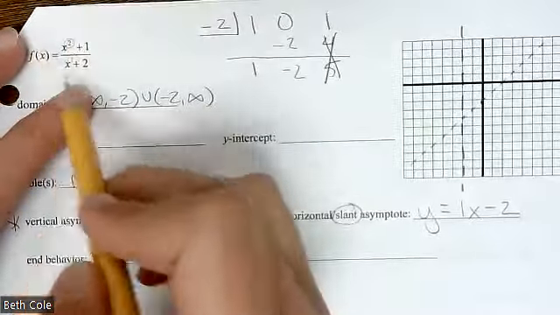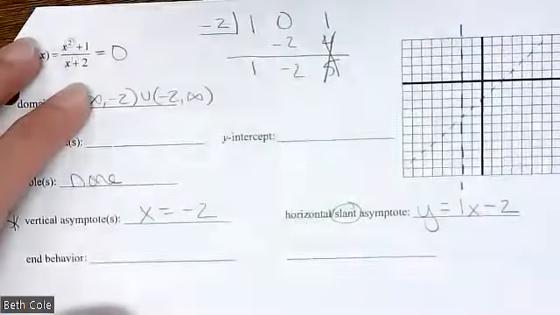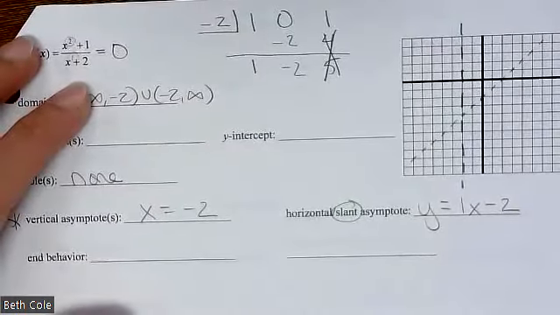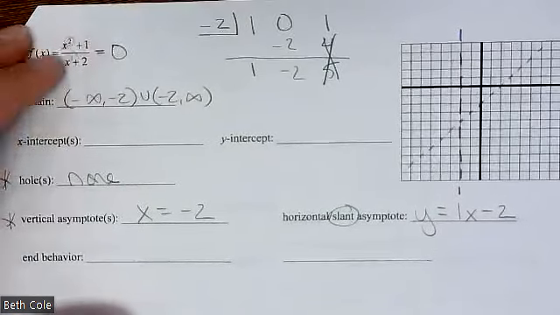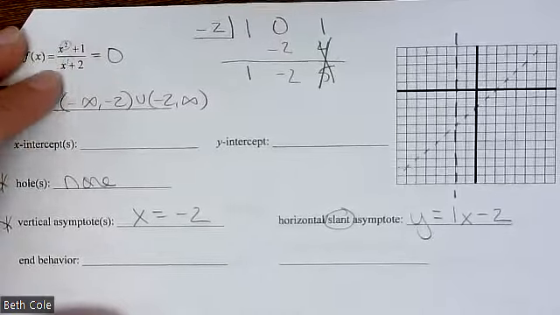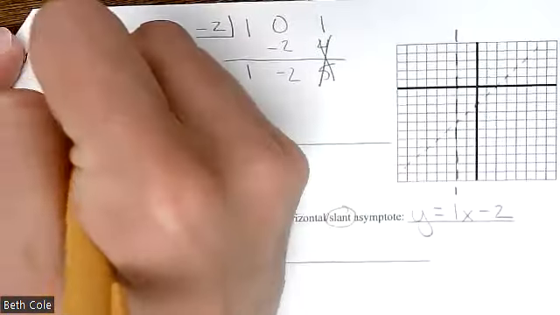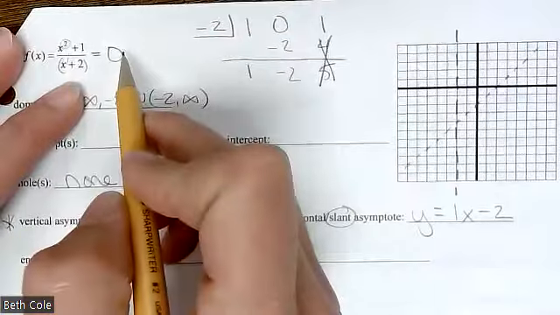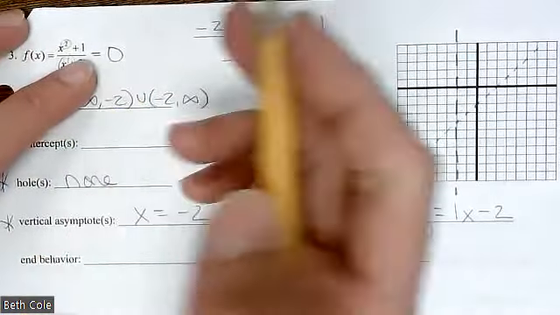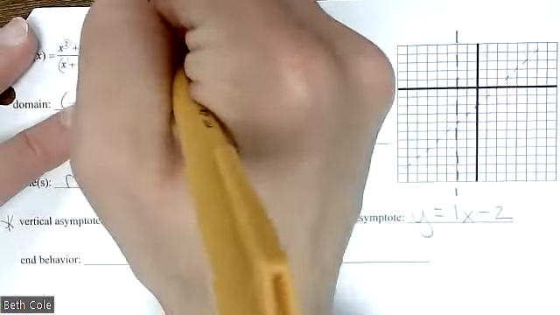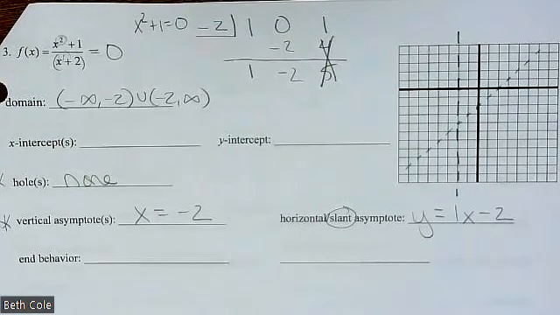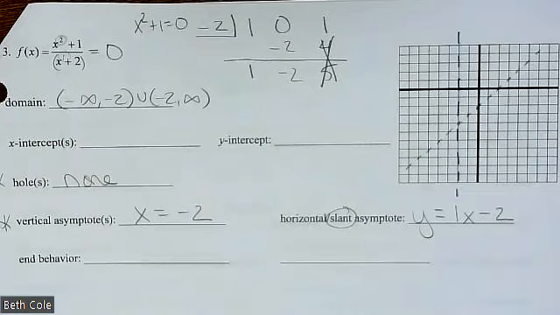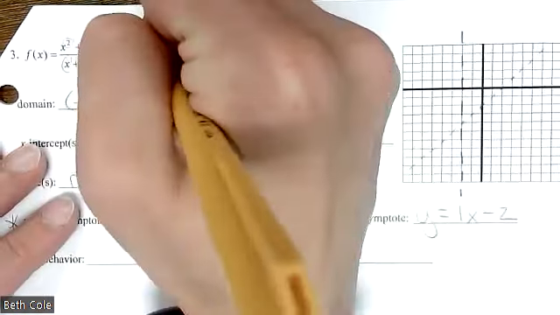X-intercepts. You would take this whole equation and set it equal to 0. And then you start working that out. Hold on. What would be your first step? You would multiply over the x plus 2, but that would just give you 0. So you have x squared plus 1 equals 0. And then what? Keep solving. You just got to keep going. -1.